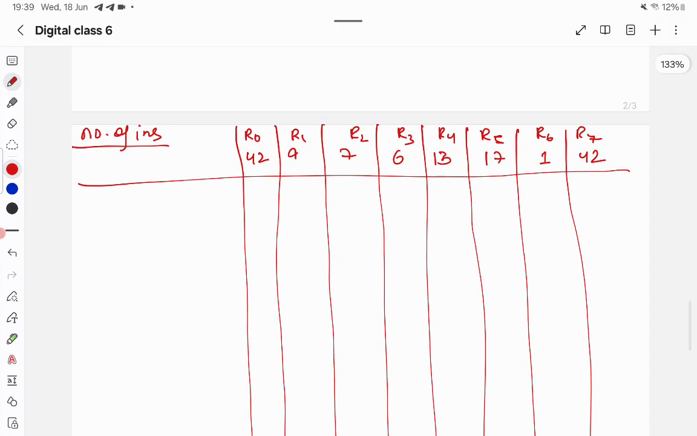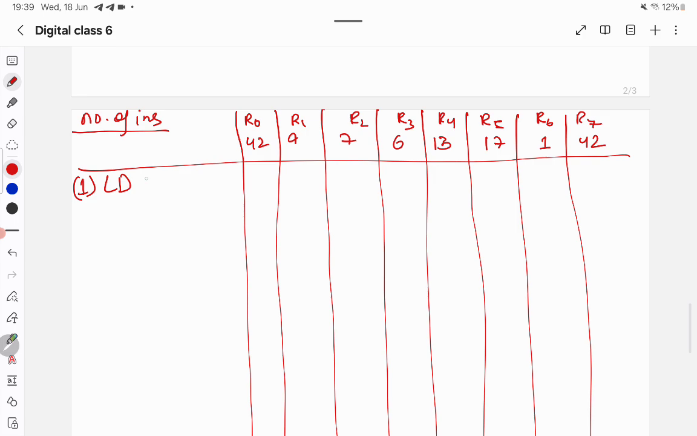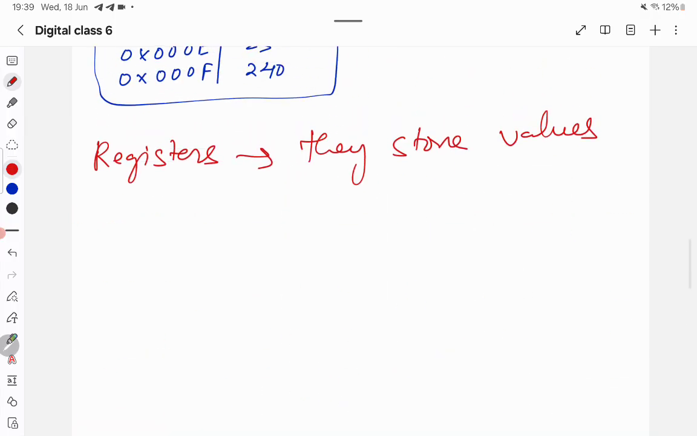Now come to this, which is called the instruction. This is the instruction box. I will tell you, what is the first instruction? You will name it as 1. Then LD. LD means load. You will write LD R0, then R2. You will write like this, LD R0 R2.